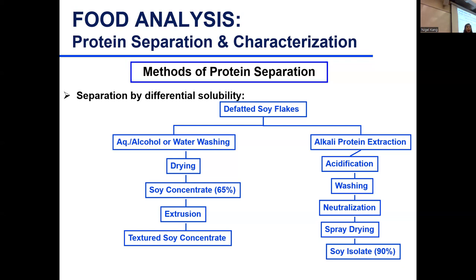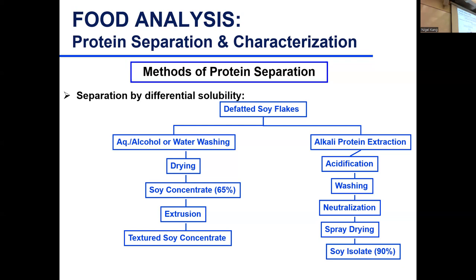But to produce protein isolate, soy protein isolate, which needs more purity, higher purity, we need to solubilize the protein. We need to increase its solubility. So when you have defatted soy flour, you need to solubilize it in alkaline water, increase its solubility. Once you increase the solubility of the protein in alkaline solution at pH 7.5, 8, 8.5, or 9, then you can separate the protein at its isoelectric point.